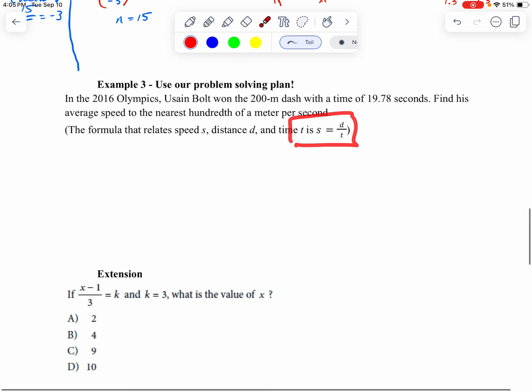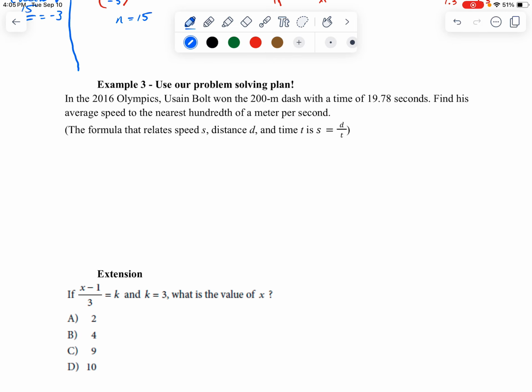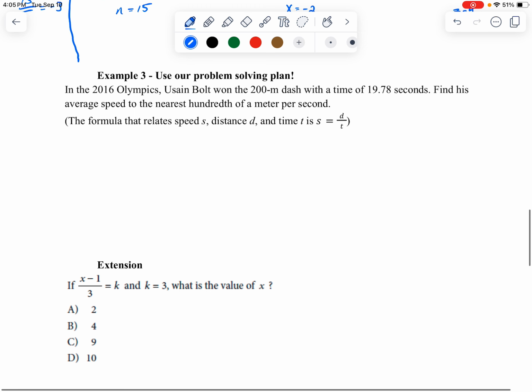So if we go back to our problem-solving plan, the first part of that was understand the problem. And I told you guys I'm going to kind of break that down into what do we know?